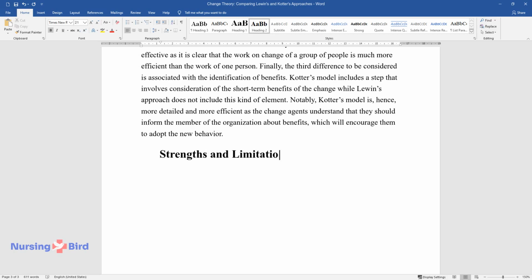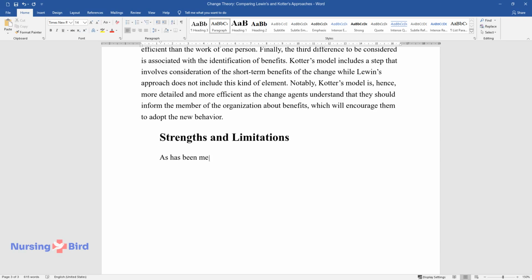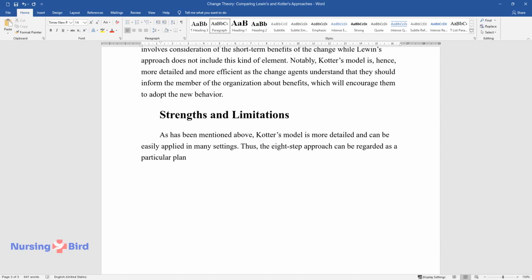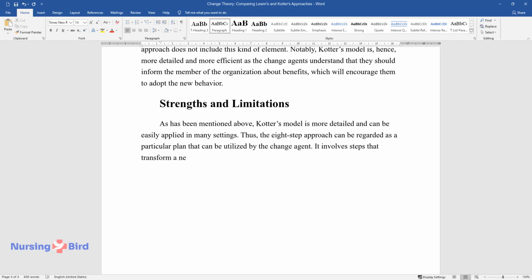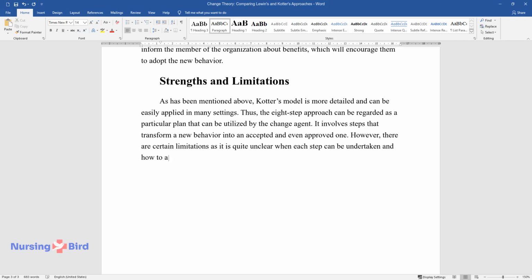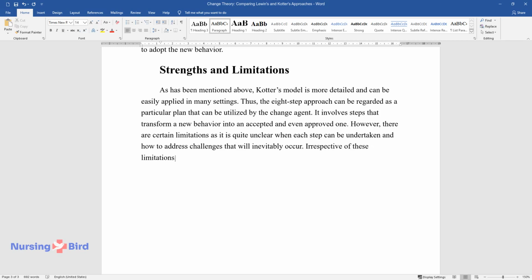Strengths and limitations. As has been mentioned above, Kotter's model is more detailed and can be easily applied in many settings. Thus, the 8-step approach can be regarded as a particular plan that can be utilized by the change agent. It involves steps that transform a new behavior into an accepted and even approved one. However, there are certain limitations, as it is quite unclear when each step can be undertaken and how to address challenges that will inevitably occur. Irrespective of these limitations, Kotter's model is efficient and can be used in many situations.